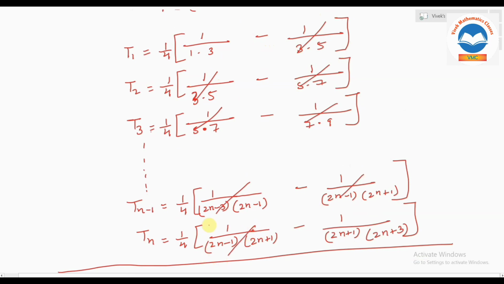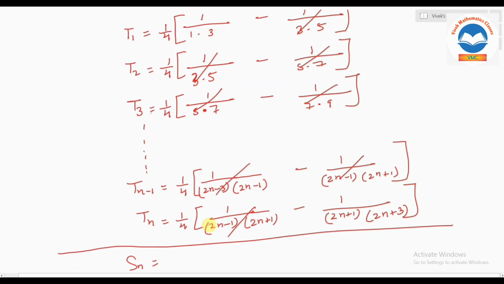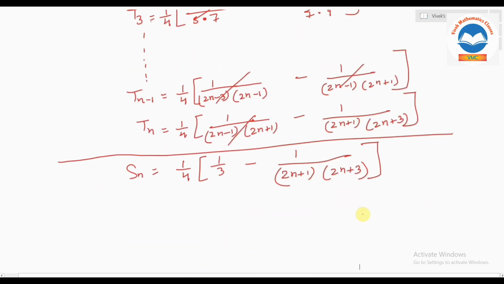What will be left? It will be left 1 by 4 into 1 into 3 will be 3. So it will be left as 1 by 4 into 1 by 3 minus 1 divided by this last term. This is what? 2n plus 1 into 2n plus 3. So this will be left. This will be your Sn. That's all. Now we need to find S infinity.